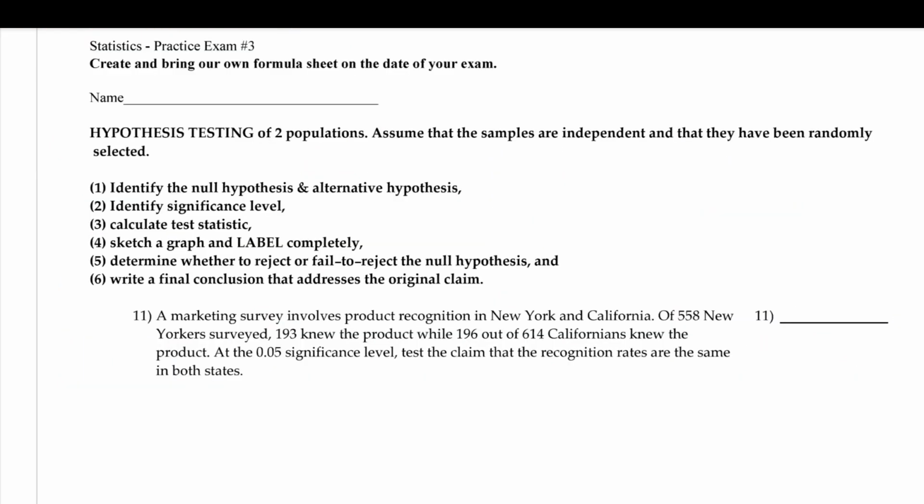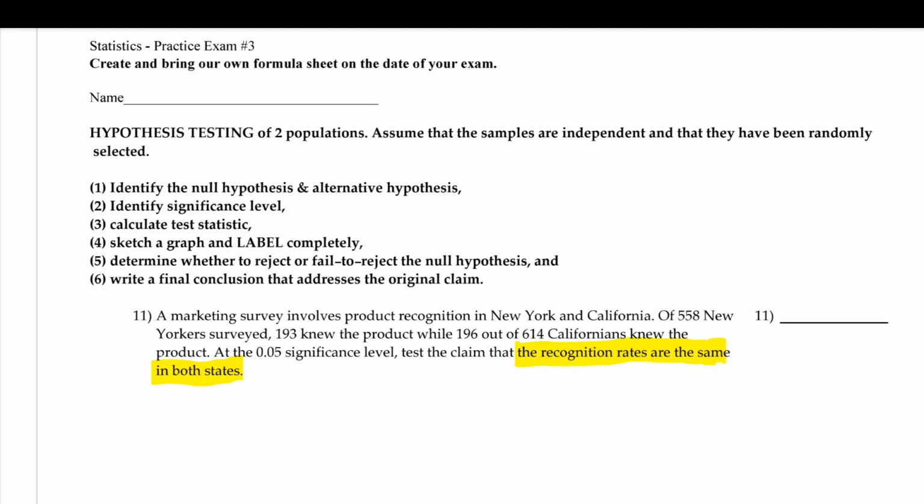All right, next problem. It's hypothesis testing on 2 populations, and given the context of the problem, you'll have to figure out if this is dealing with proportions, means, matched pairs, or standard deviations. A marketing survey involves product recognition in New York and California. Of 558 New Yorkers surveyed, 193 knew the product, while 196 out of 614 Californians knew the product. At a 5% significance level, test the claim that the recognition rates are the same in both states. Okay, so where's the claim statement? Well, at the very end they say test the claim, followed by the claim statement that the recognition rates are the same in both states.